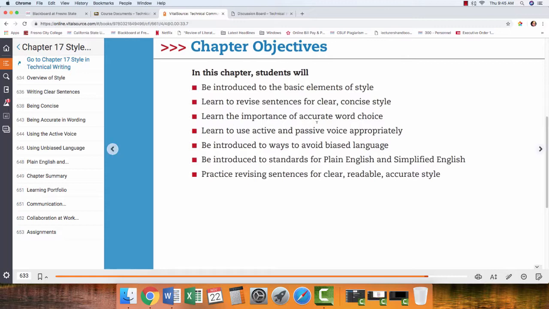Okay, learn the importance of accurate word choice. Learn to use active and passive voice appropriately, and your book will explain that very clearly, but basically, active voice would be the expression, he hit him, right? Subject, verb, object, and the subject, he, is doing the hitting, okay? So your subject, he hit him, I went to school, he enjoyed flowers, she ran to the park. Those are all active sentences because the structure of it is an agent that is doing something active, so the verb is active.